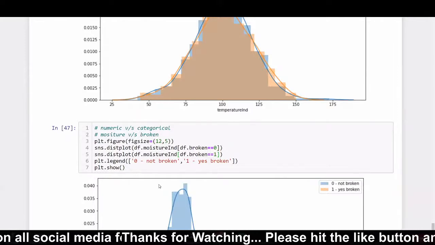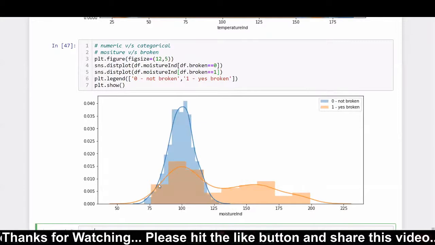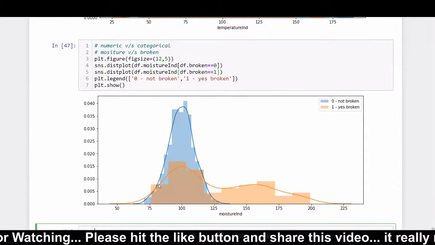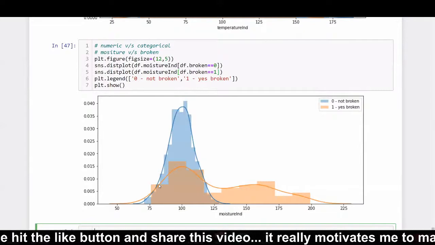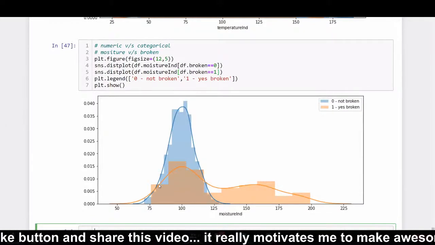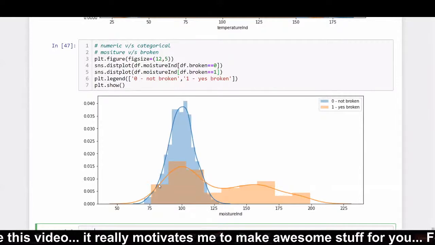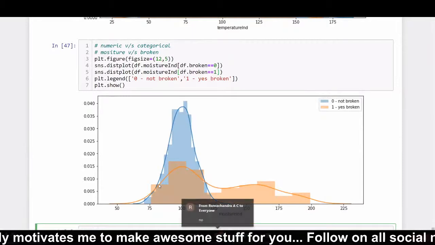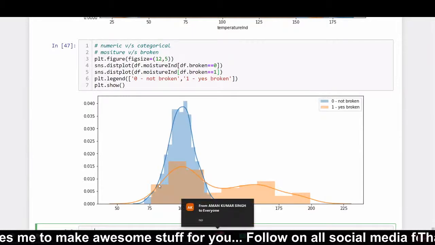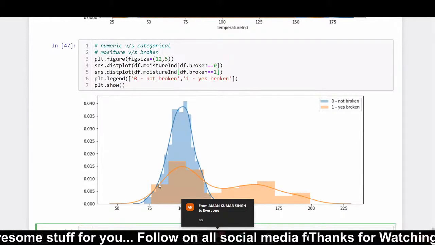So now we have again two distribution plots, this time for the moisture attribute. The red distribution shows the machines which are damaged. The blue distribution shows the distribution of moisture for the machines which are not damaged. Are the two distribution plots completely overlapping each other? No. The x-axis represents moisture and the y-axis represents the probability of machines getting damaged or not damaged, according to red or blue.